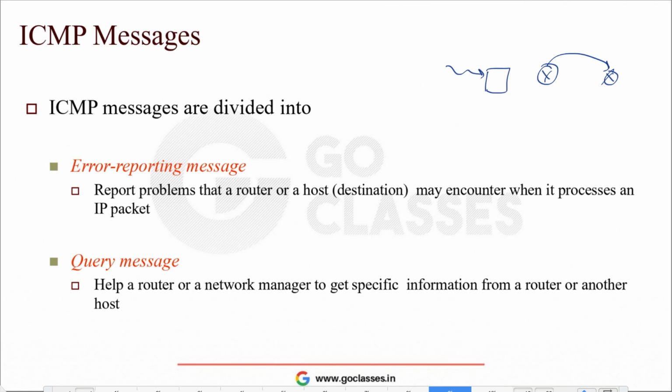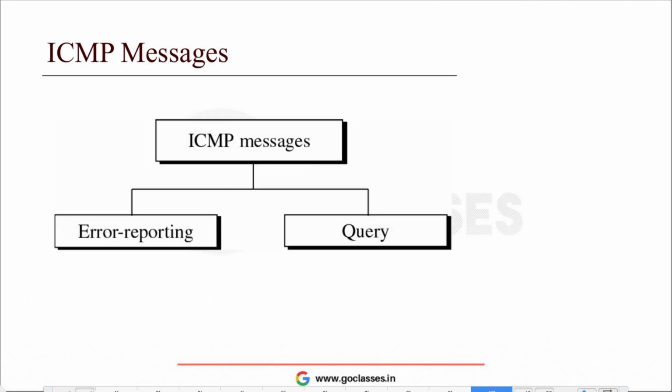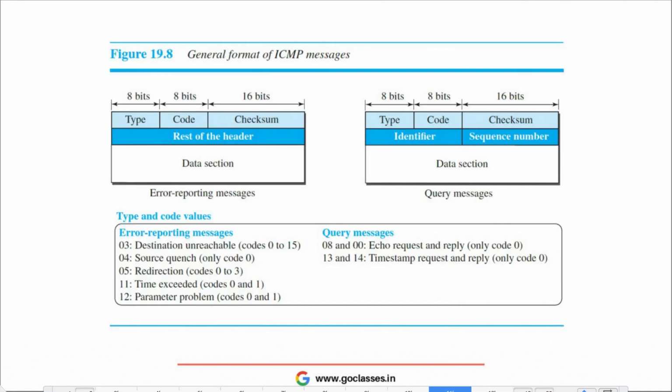So let's first talk about the error reporting messages. As I said, ICMP messages are divided into two types, either error reporting or query messages. Error reporting and query messages have their own types of header. One is for the error reporting message, another for the query message, and these messages are further divided into different types.